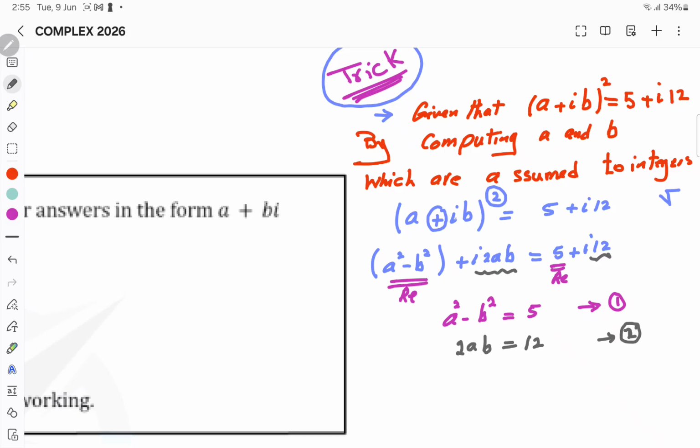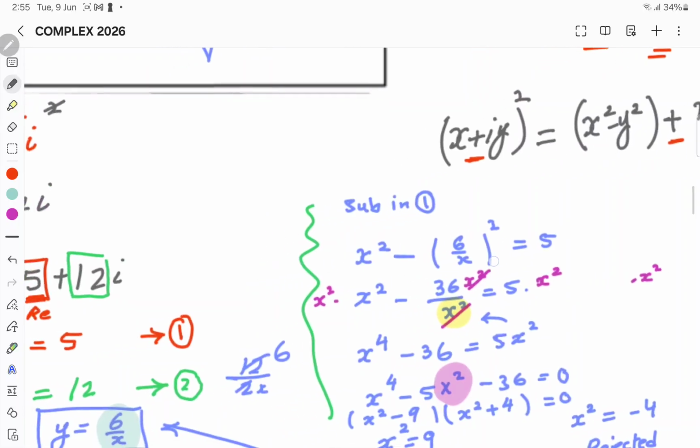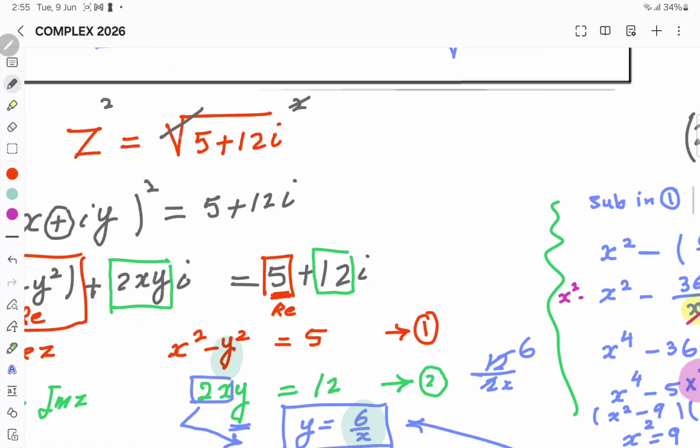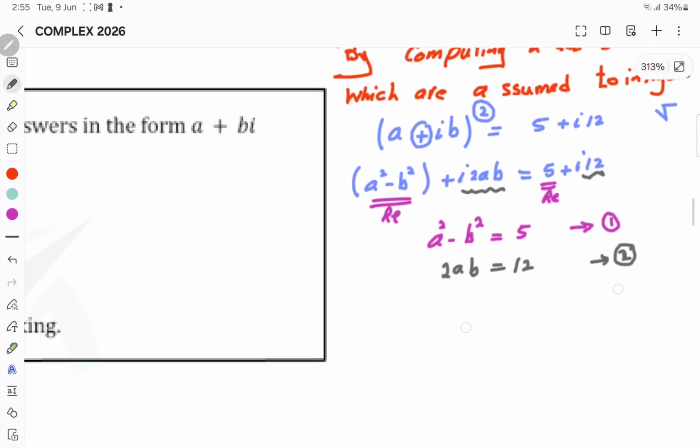So if you get a plus ib all squared or x plus iy all squared equal to a complex number, that means you want to find the square roots. So you can do that from here. Because in the previous question, when you needed to make a square root, we just squared both sides to remove the square root. Here it's given directly.